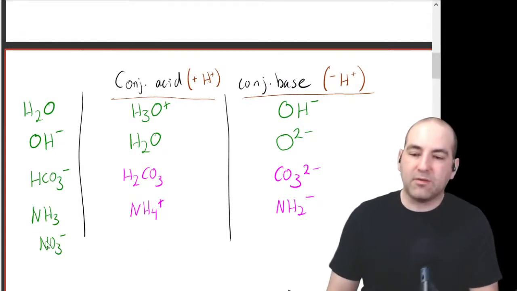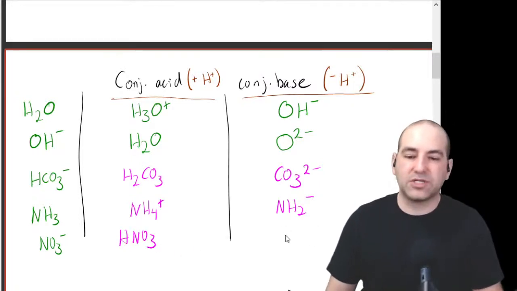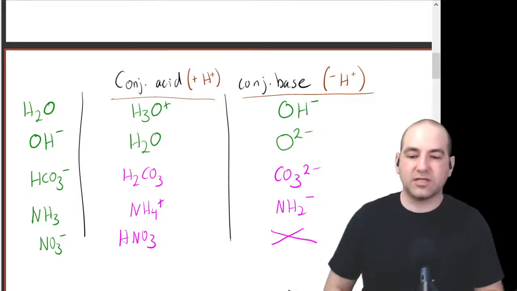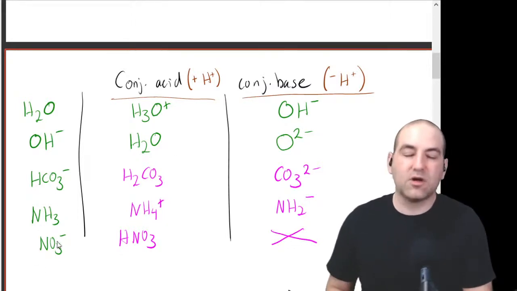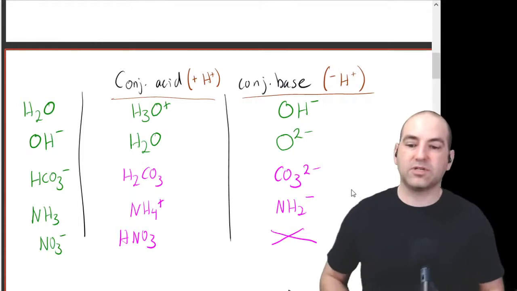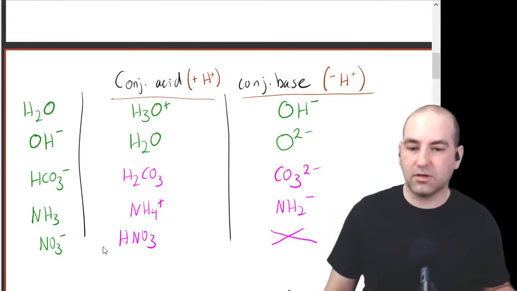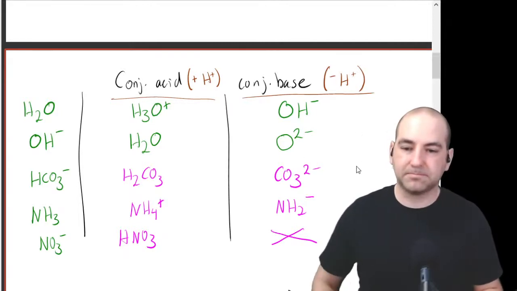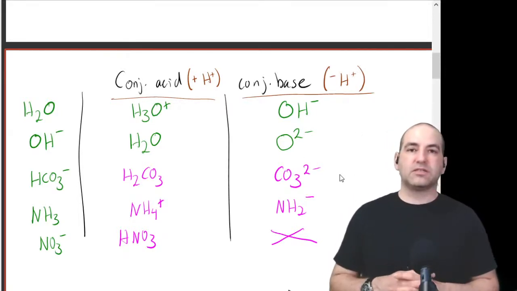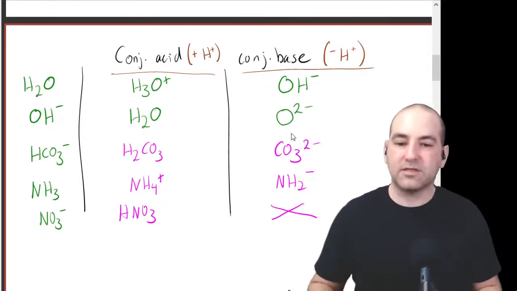All right, and then with nitrate, our conjugate acid is HNO3, nitric acid. And conjugate base, it's kind of a trick question here. There isn't a conjugate base. Why? Because there's no hydrogen in nitrate. So we can't have a conjugate base of something that has no hydrogen under this definition. We need to be able to lose hydrogen to make a conjugate base. All right, so that's conjugate acids and conjugate bases and how these things work generally in these types of reactions.